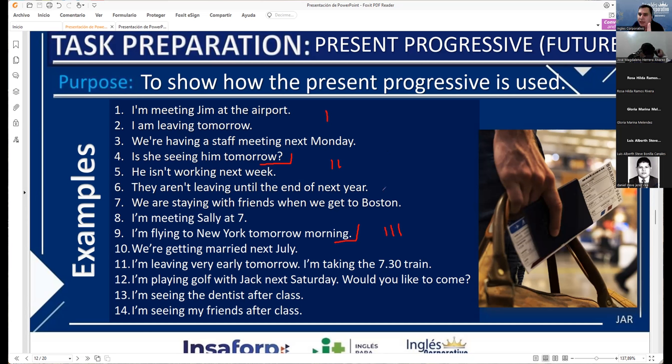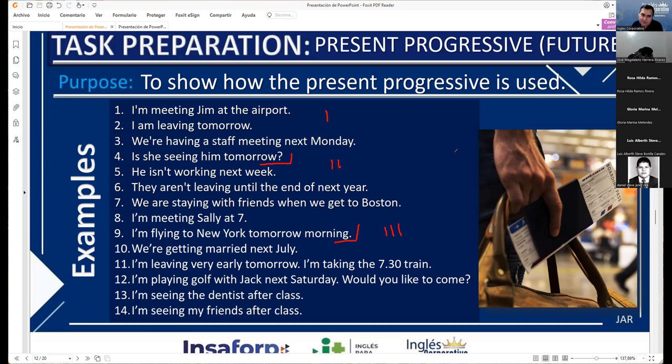You can say seeing him tomorrow. Seeing him tomorrow. Excellent. Very good. Okay, number two.